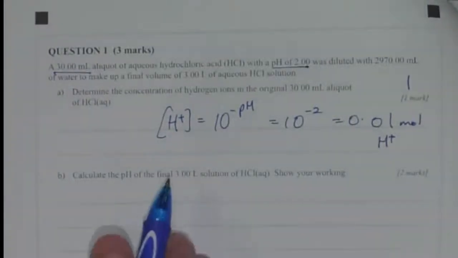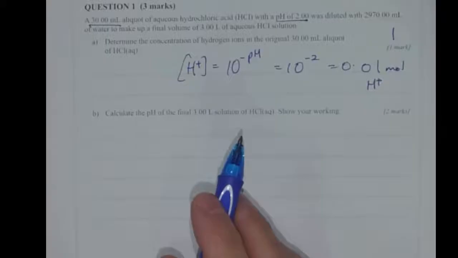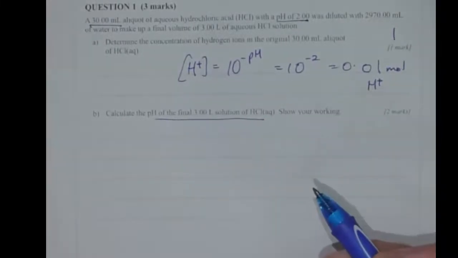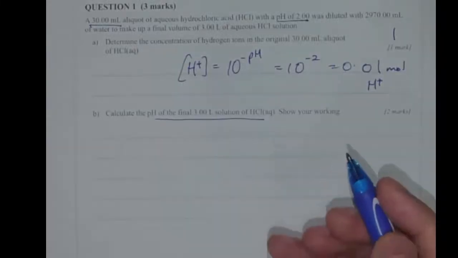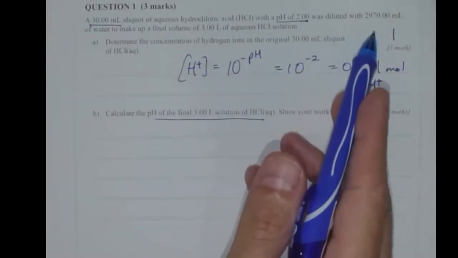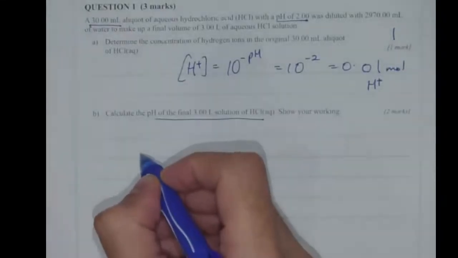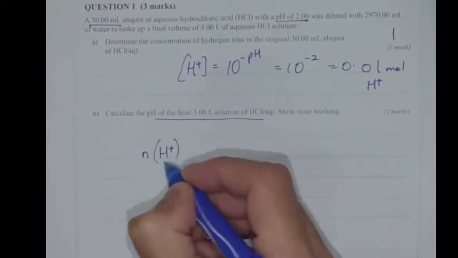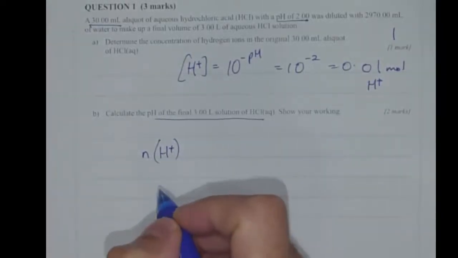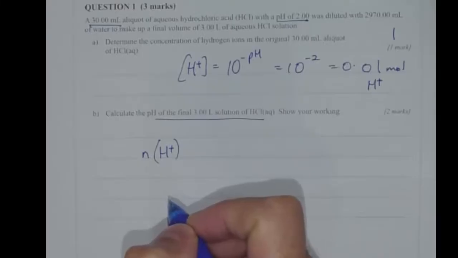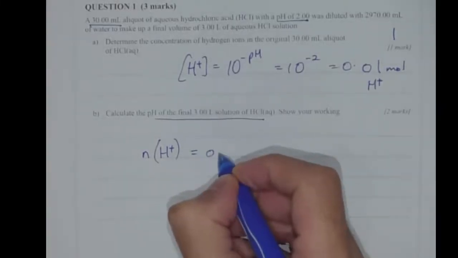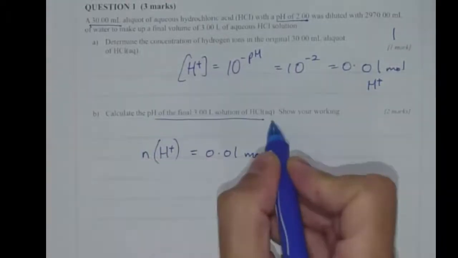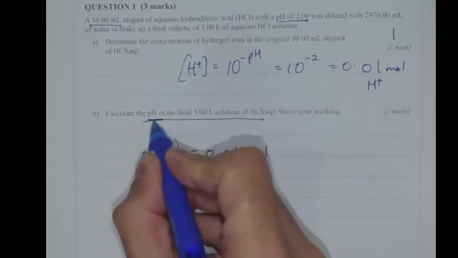All right. Hopefully everyone knows how to do that one. Calculate the final pH in 3 litres. Show your working. So the number of moles of H plus. I should do this without the scaffolding. That would be rather nasty. Number of moles of H plus is 0.01 moles, and so the final pH.